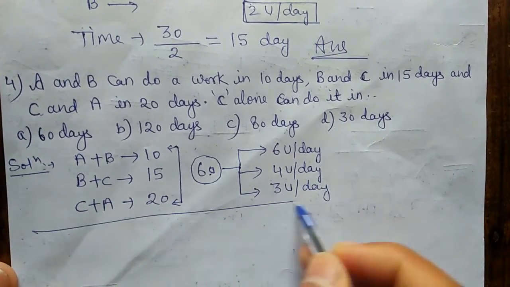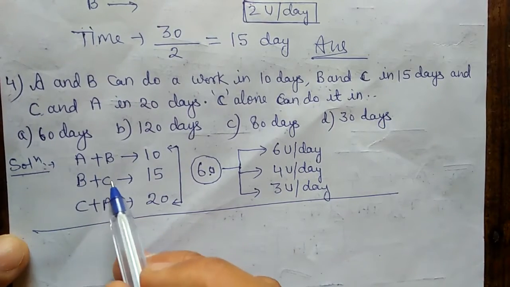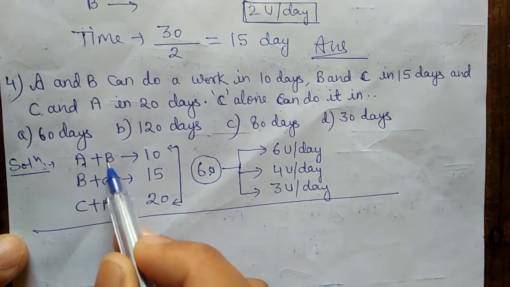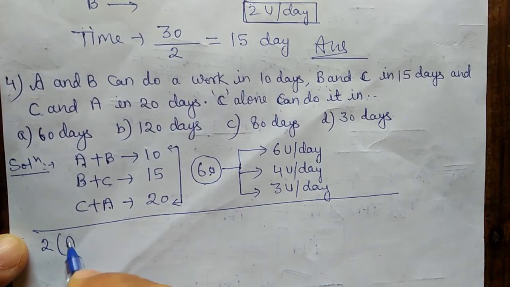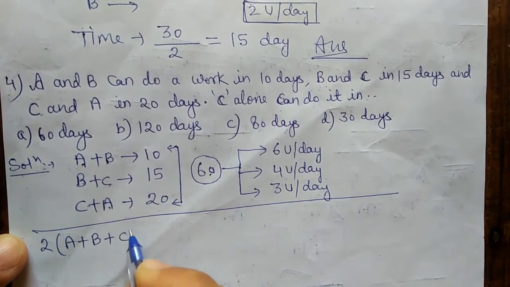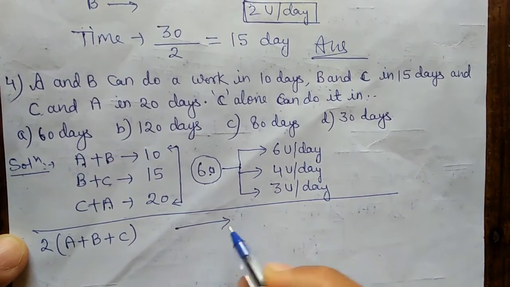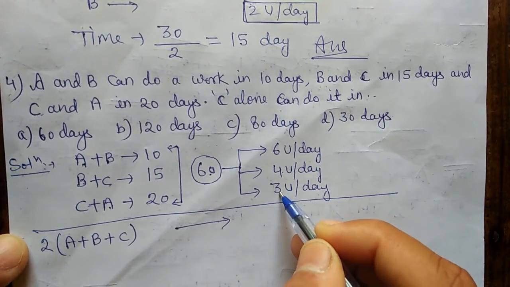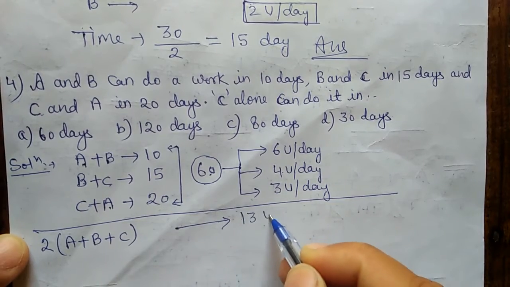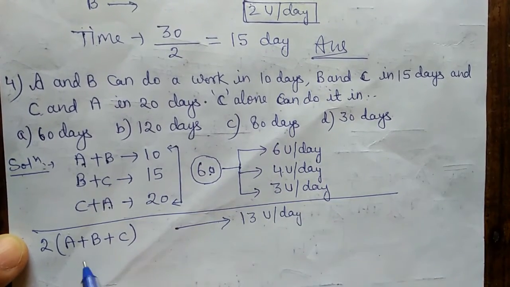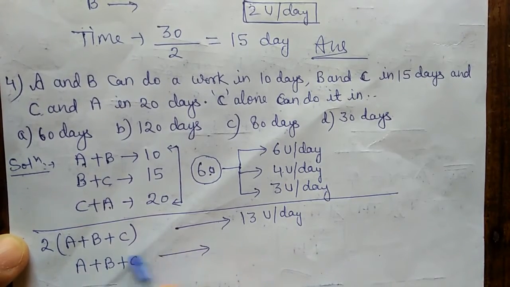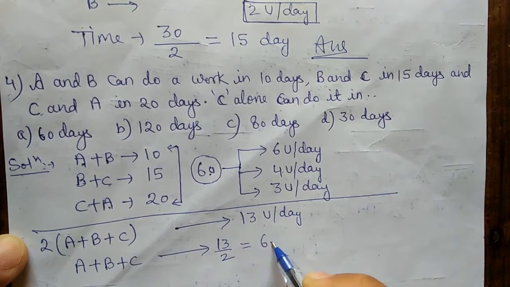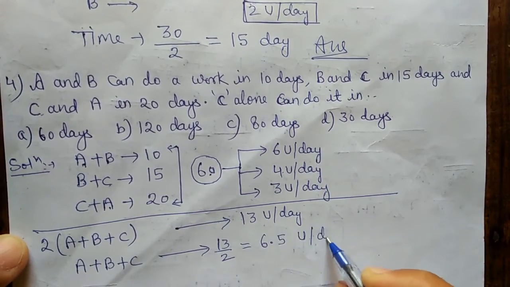That means now we will do the total. Listen here, A, that means 2A, B, 2B, C, 2C. That means we can write it as 2 times A plus B plus C. And the units will be equal to 6 plus 4 plus 3, that is 13 units per day. That means A plus B plus C will do 13 by 2, with this 2 on this side, equal to 6.5 units per day.